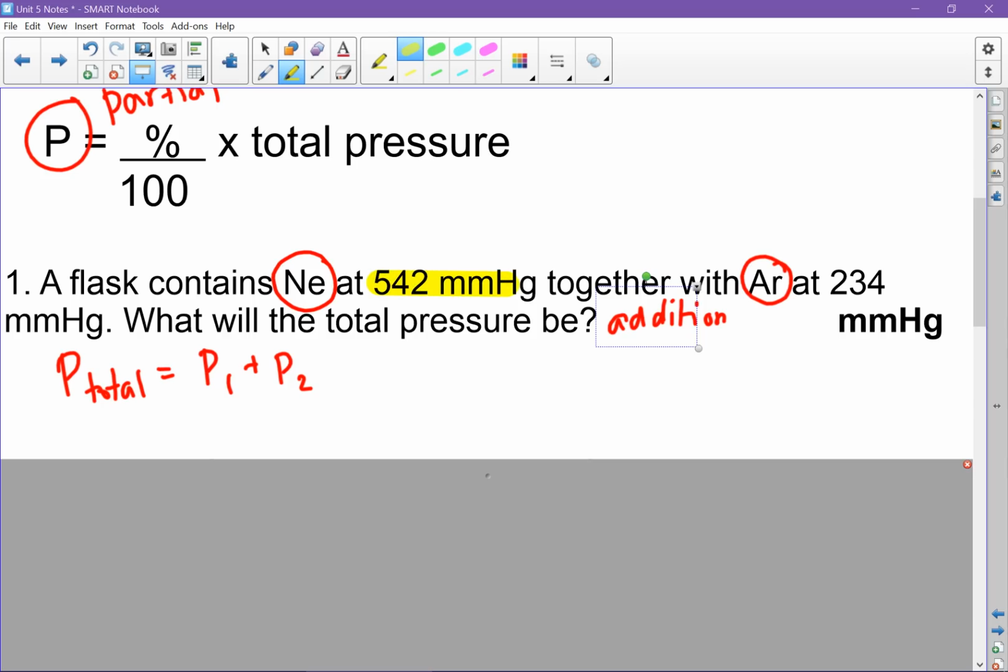After that, I'm just going to look for the numbers and highlight them, because that's all I care about next. Then let's see what we know. We're looking for the total pressure. That means this is the piece that I don't know. That's my X that I'm looking for. So partial pressure 1 is 542, plus the second partial pressure of 234, and you just add those up in your calculator.